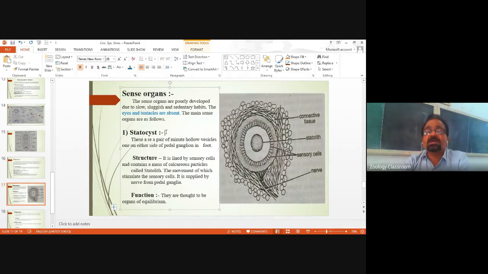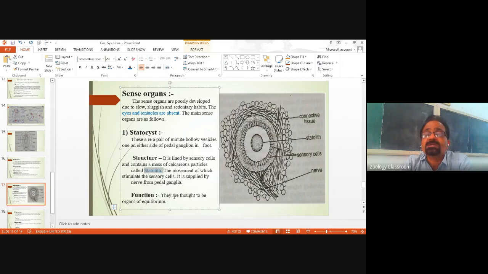One is the statocyst. Where is it located? This is a pair of minute hollow vesicles, one on either side of the pedal ganglia. In the sectional view, the structure is shown like this. It is a vesicle lined by sensory cells, which contain a mass of calcareous particles called statoliths. Movement of the statolith stimulates the sensory cells, and it is supplied by a nerve from the pedal ganglia.